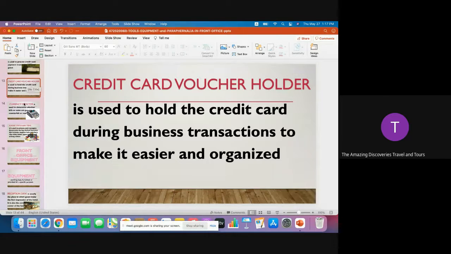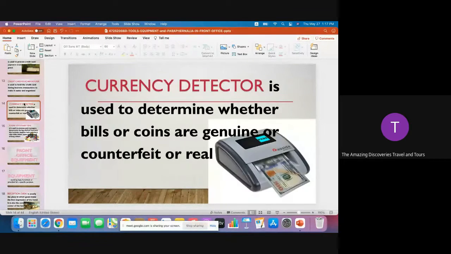Okay? Now, let's continue. So, the currency detector is used to determine whether bills or coins are genuine or counterfeit or real. Nakakita na kamo sinis ang currency detector nga ginagamit sometimes sa mga cashier to check kung ang 500 or 1,000 pesos is fake or real. Have you seen this sa mall or sa mga cashiers? Nakakita na kamo sini guys? Yes, sir. Okay, very good.